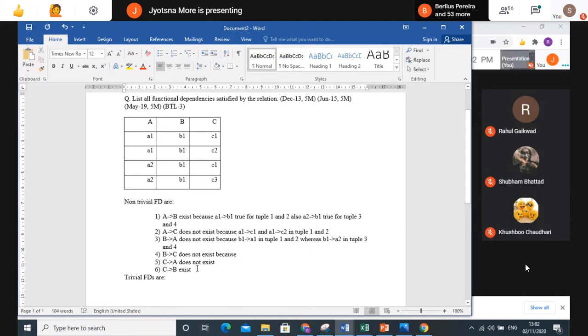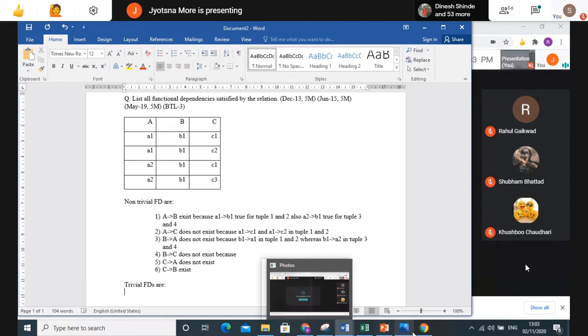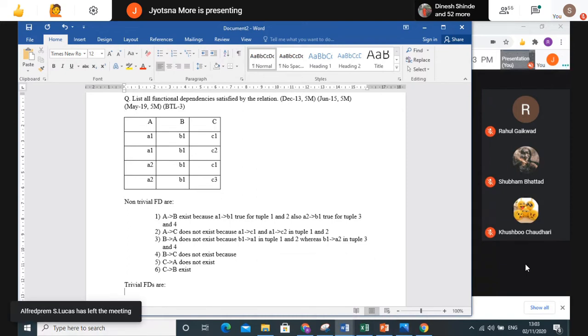Trivial functional dependencies are in the form of what? Just now we saw, right? Trivial functional dependencies are in the form AB determining B, where B is a subset of AB, or AB determines A. So first, all of you list down those trivial functional dependencies which we can get from this functional dependency.